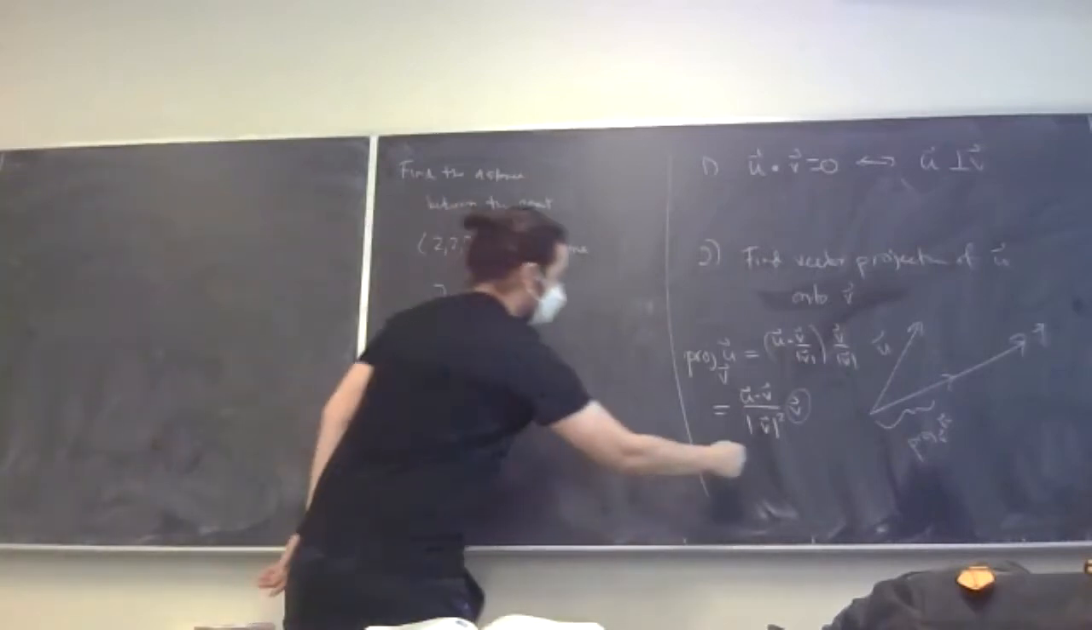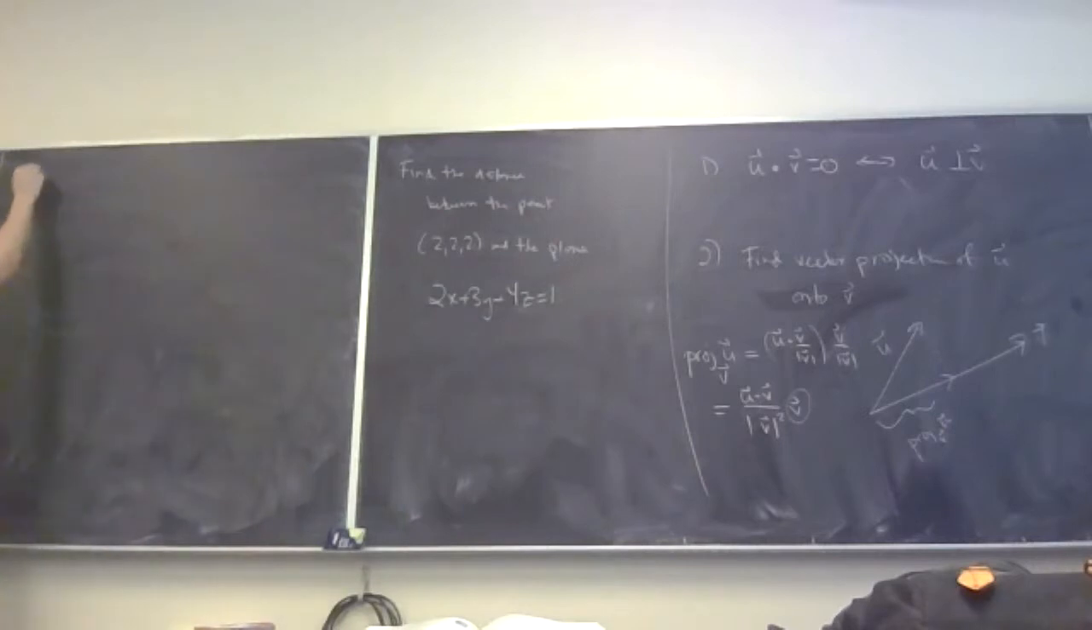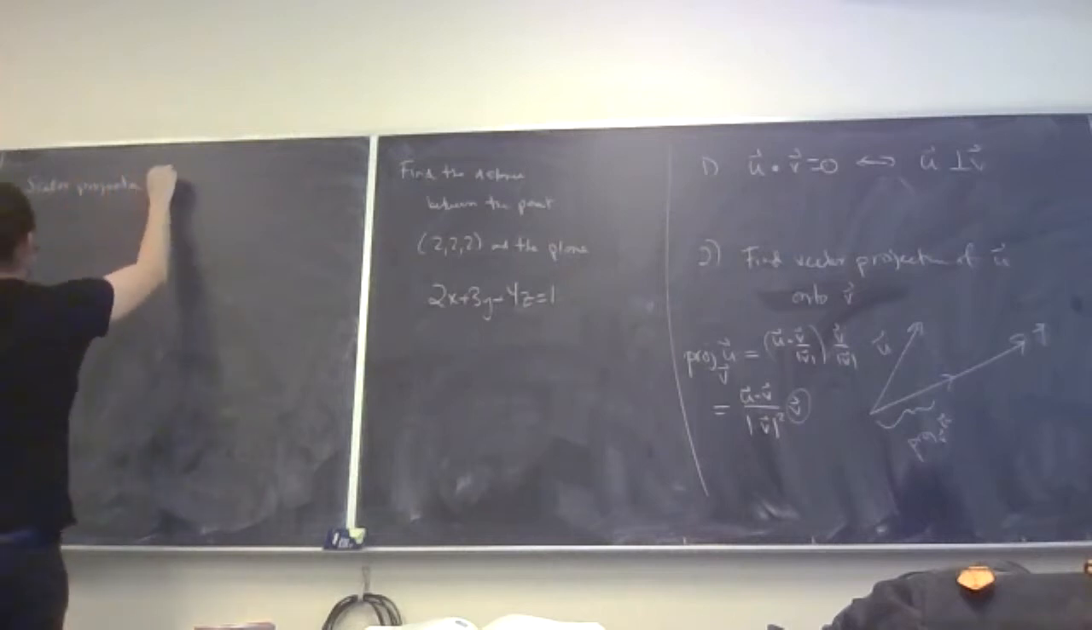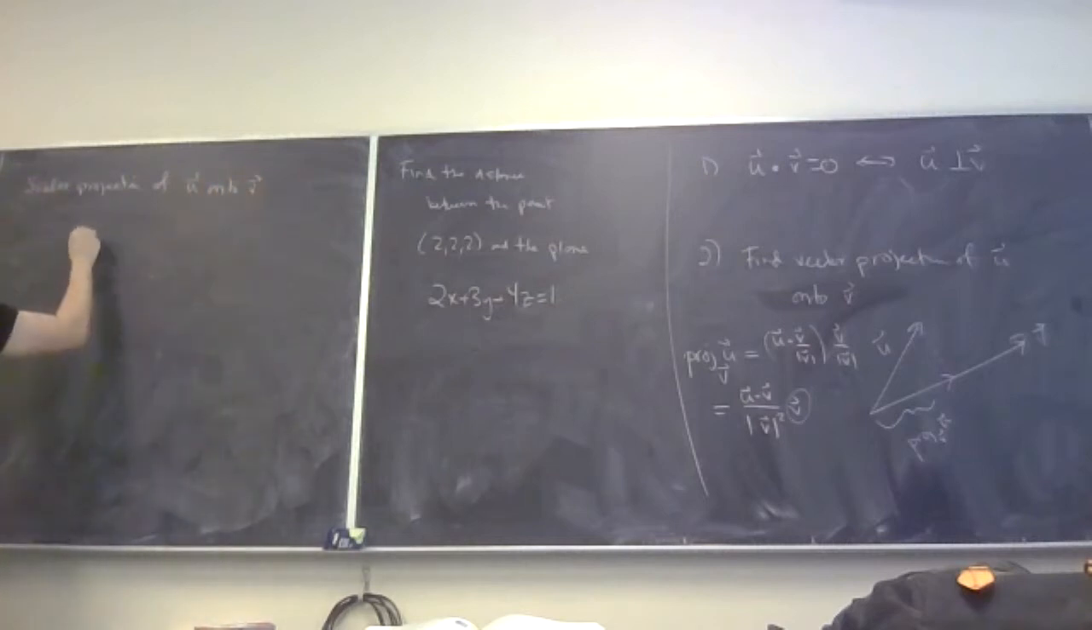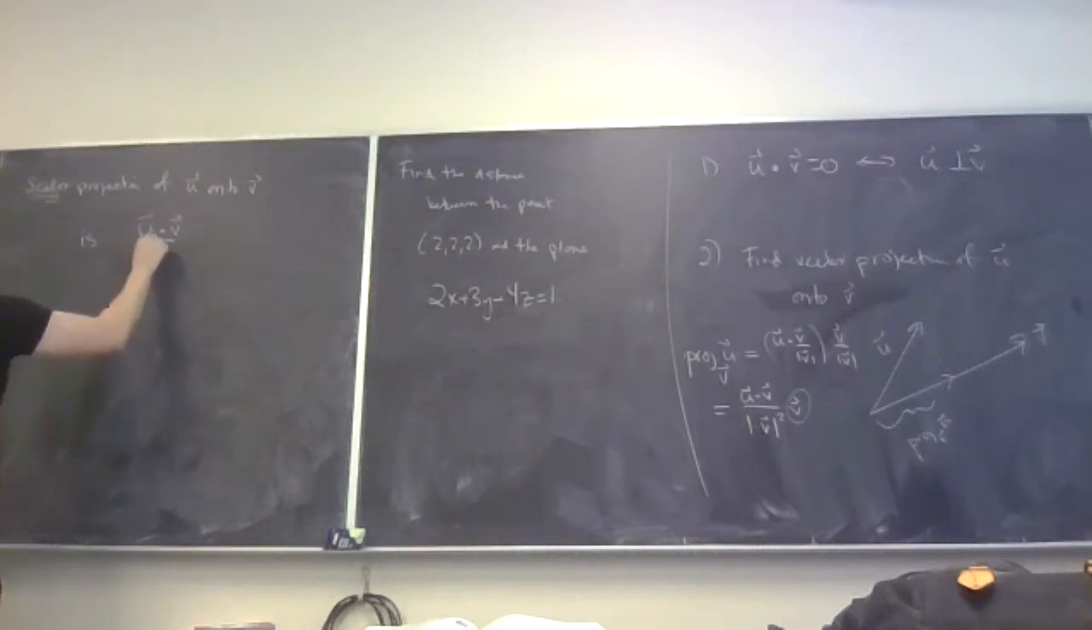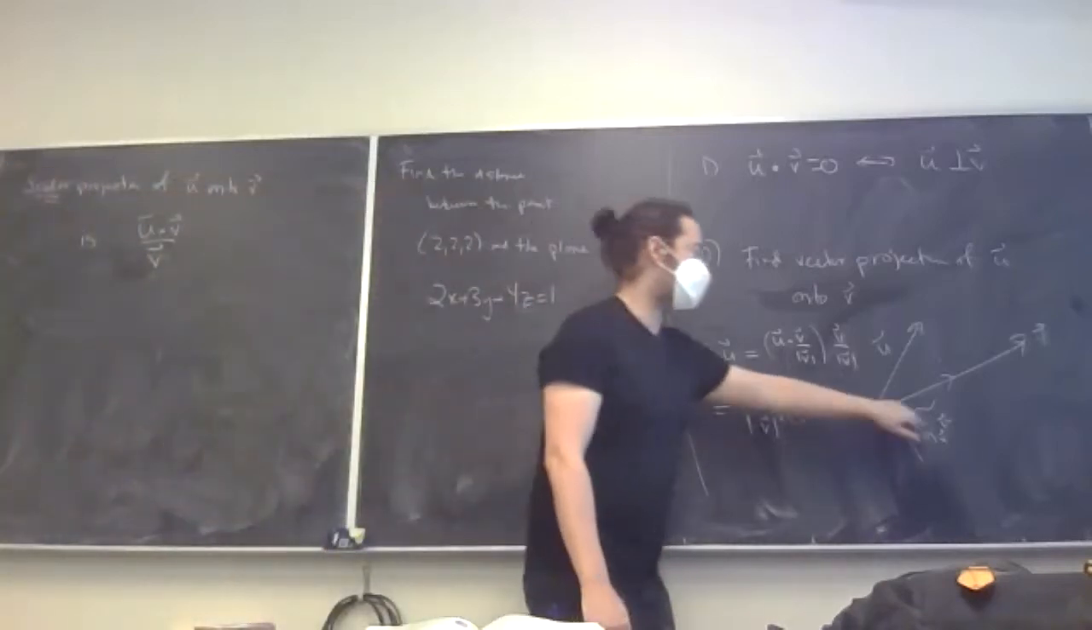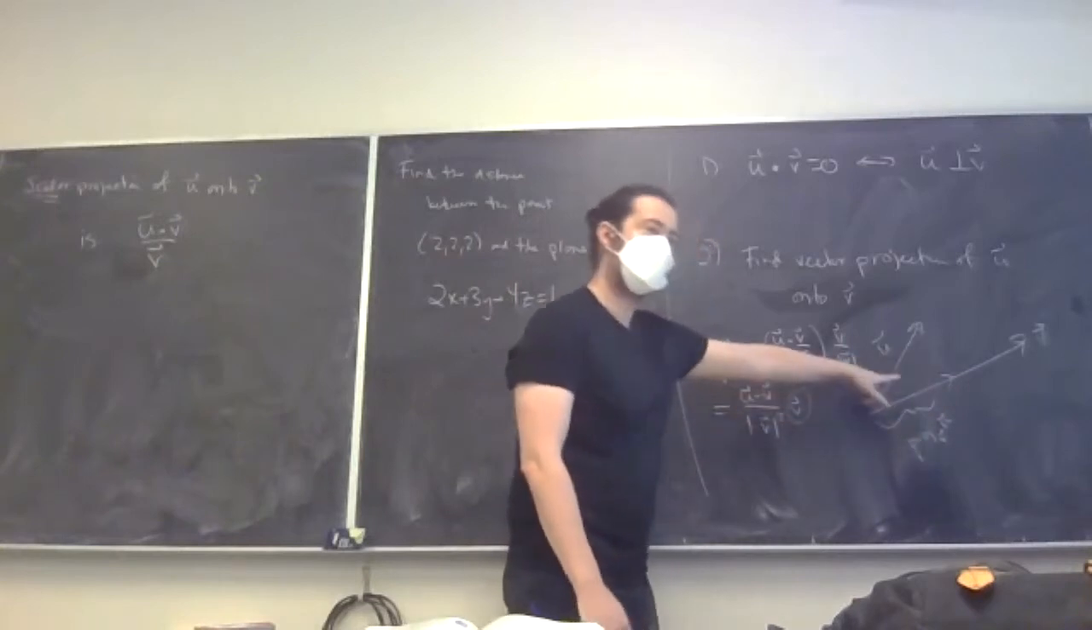This quantity, I have no idea why the book uses the notation comp for this, is the scalar projection, and we're going to be using this today. The scalar projection of u onto v is a number, and you get that by doing u dot v over the length of v. It just tells you how many copies of a unit vector in the direction v you need to get.